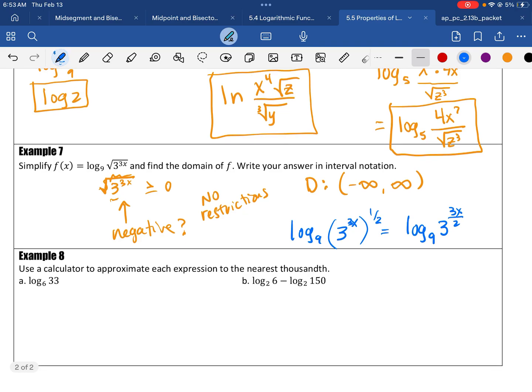This one says use a calculator to approximate each expression to the nearest thousandth. So on your calculator, I should have told you this on the other screen, but on your calculator, there is a log base button for when the base is something other than 10. It's under the math menu. It's at the very bottom. It's called log base. Not sure if we went over that yesterday. So this one comes out to be about 1.951.